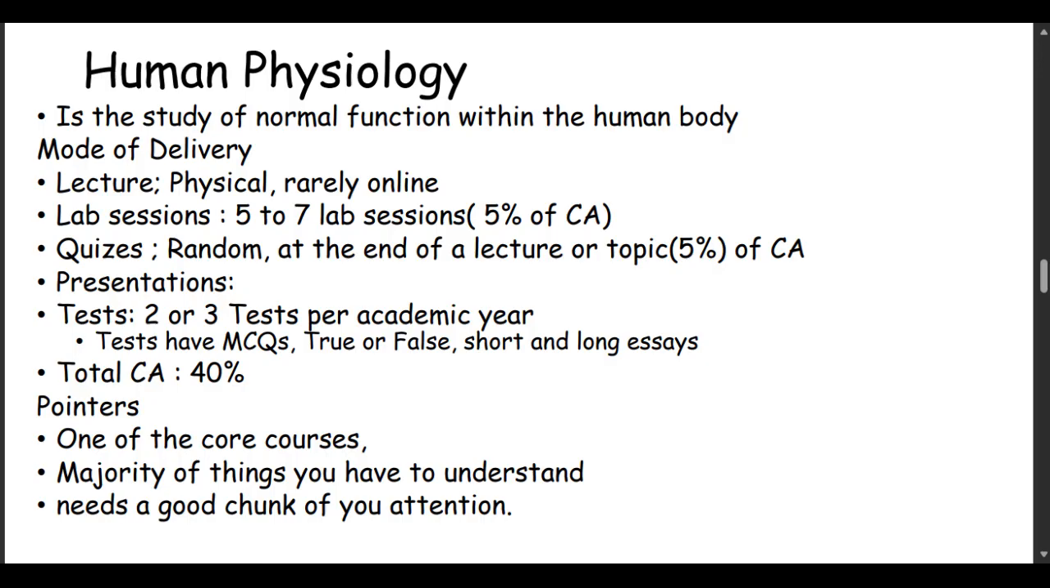Then you'll be having presentations as well, which will add to the quizzes, and like I said, it will be tweaked depending on their liking. Then tests: you're going to have 2 or 3 tests per academic year, which will have MCQs, true or false questions, and short and long essays. This is the standard format for physiology. Every test, every exam is structured this way. And your total CA is also 40% here.